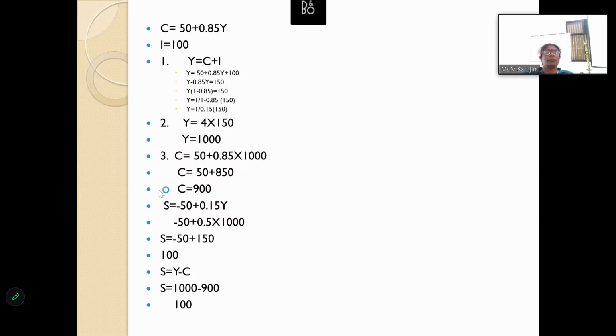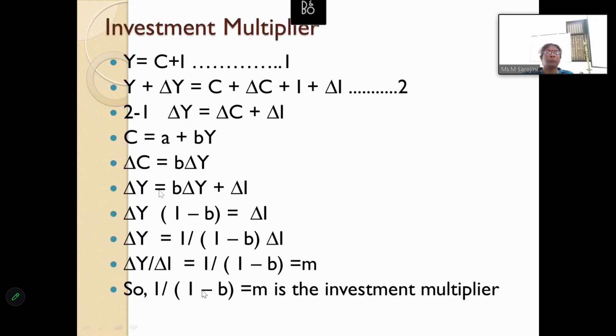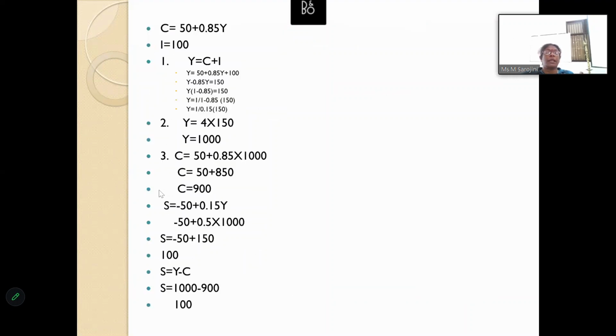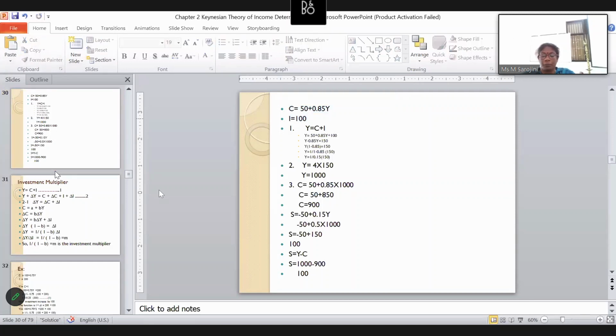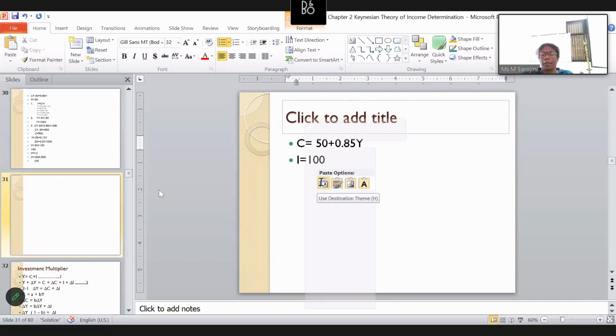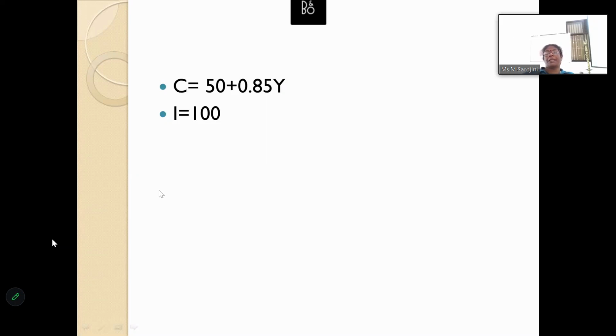And also one more example for your homework. C is equal to 50 plus 0.85Y, I is equal to 100. You are requested to derive the national income, consumption, saving, and the multiplier. Also the national income using two approaches: national income using two approaches, consumption, and savings.